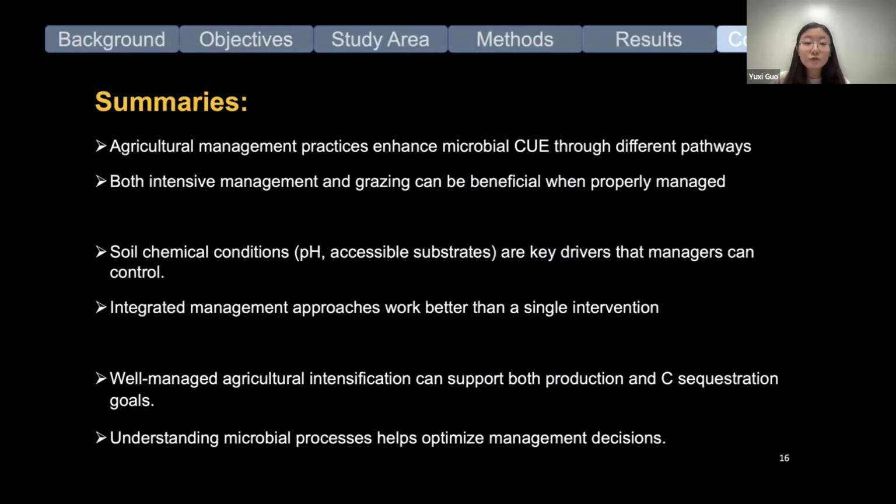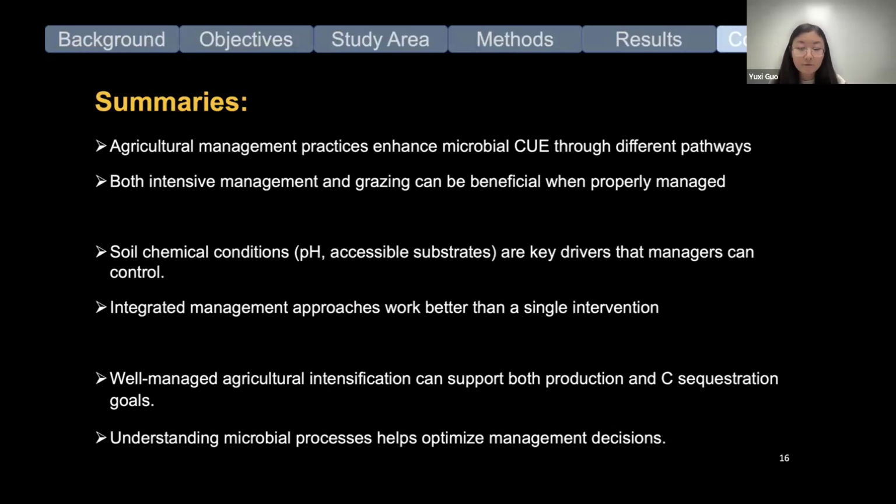And in conclusion, our study demonstrates that agriculture management can enhance microbial carbon use efficiency through different pathways. Both intensive land management and cattle grazing can be beneficial to soil organic carbon storage when properly managed. And soil chemical conditions, particularly pH and accessible substrates, are emerging as the key controlling factors.